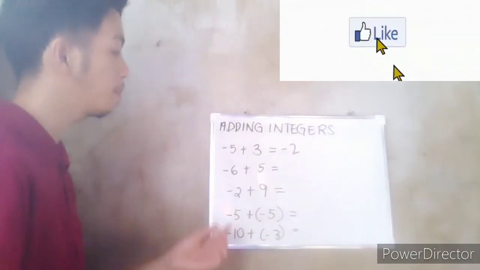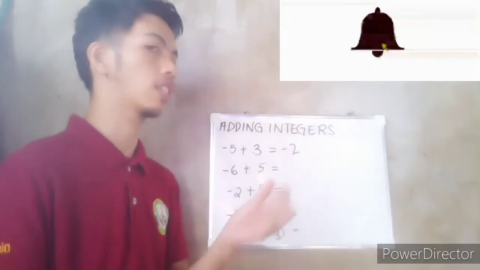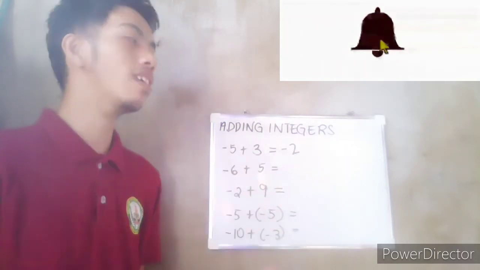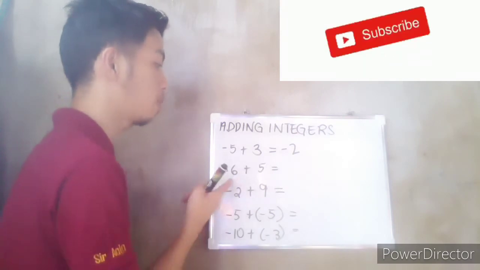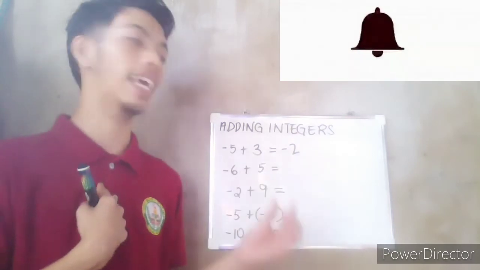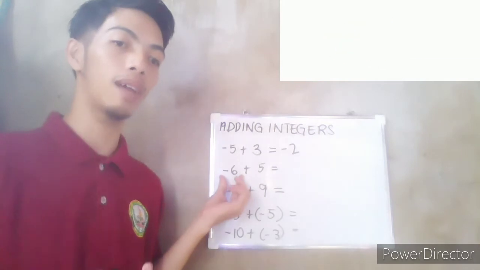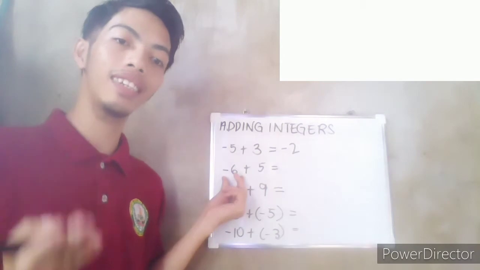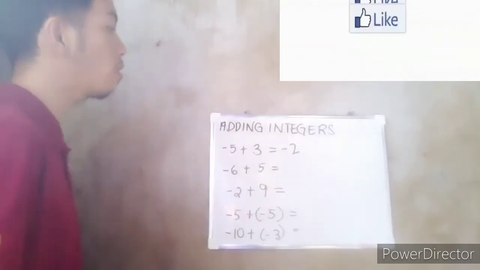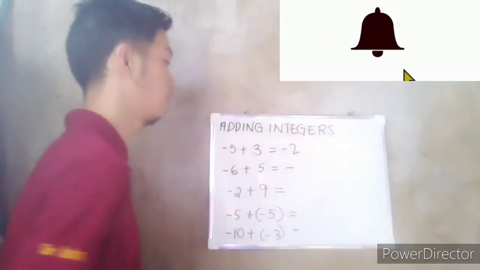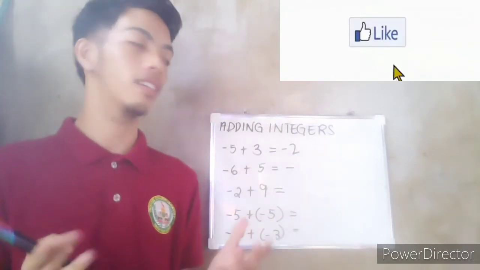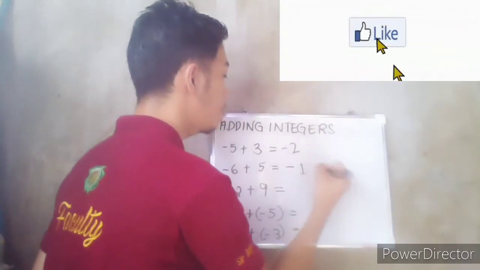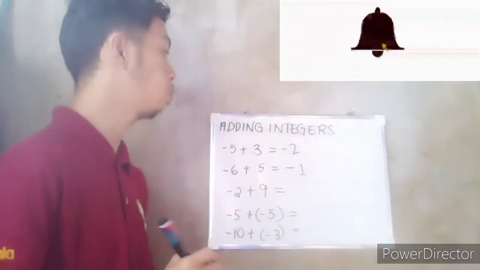Okay, next. Let's have negative 6 plus 5. So, what is the sign of the bigger absolute value? Or, which is the bigger absolute value in this given? That is, negative 6. Mas malaki yung absolute value niya. So, dahil negative 6 ang bigger absolute value, ano ang sign niya? Negative. So, ang sagot ay negative. Okay? So, after that, subtract 6 minus 5, that is 1. So, ibig sabihin, ang sagot ay negative 1.